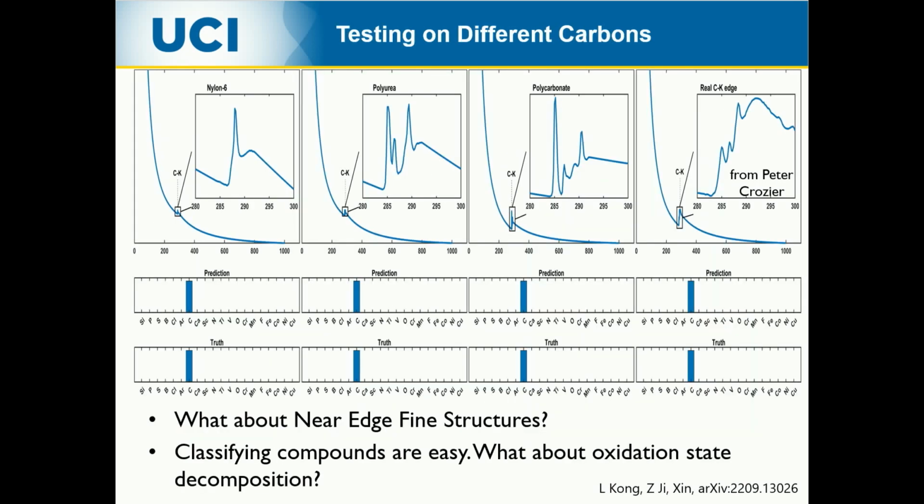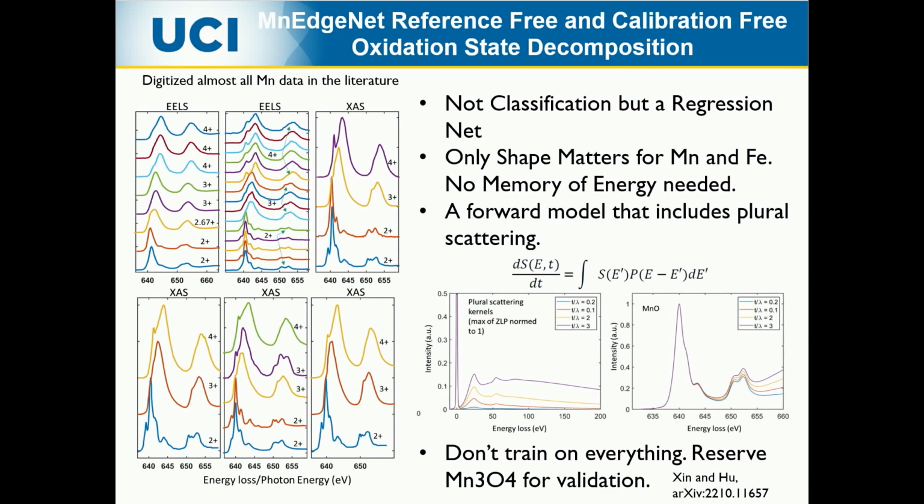So the question is, how does it work with different near edges? These are several different carbon edges. This one, Peter's not here, is his real carbon K-edge he put into the EMSA abstract. These are all digitized from the literature. We can actually predict this carbon really well, regardless of the shape, so we trained it well. Okay, that's the localization of the edges.